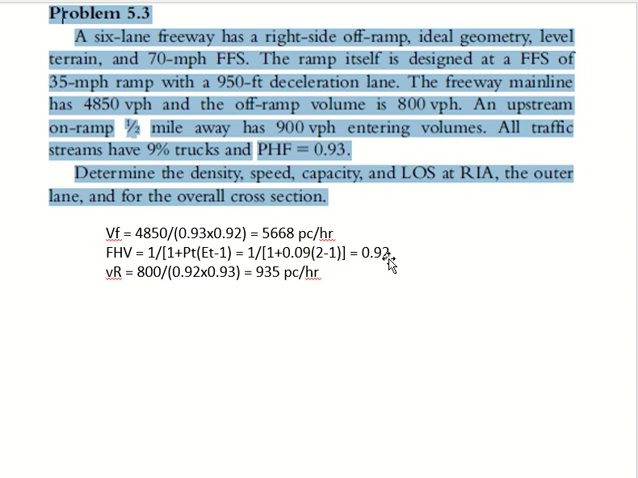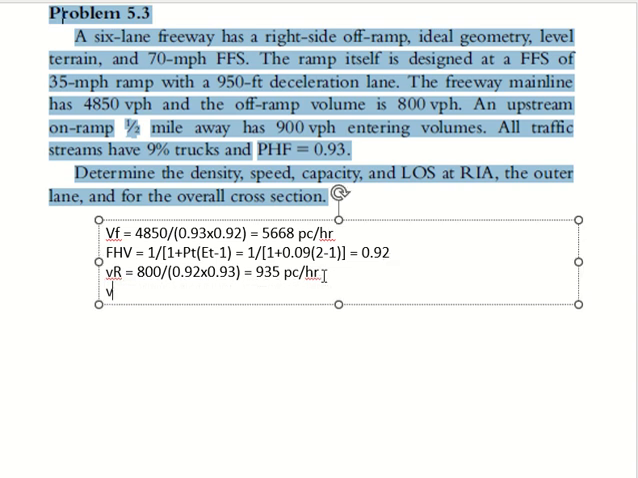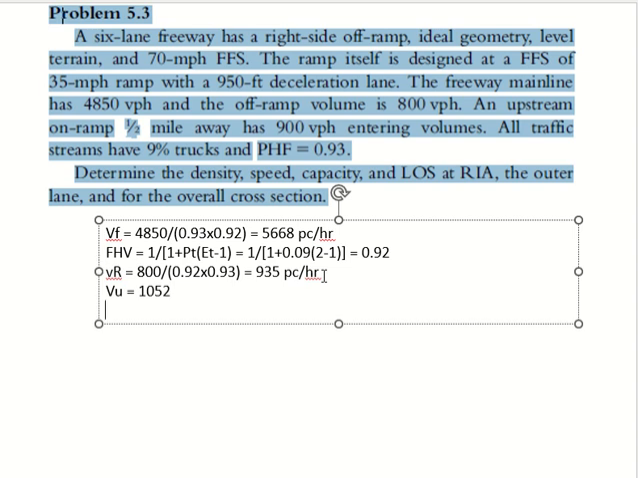Now for the upstream ramp, there is the volume 668, and it's half a mile. The first thing we need to do: all volumes are in what units? Passenger car. So this one should also be converted to passenger car. So VU in passenger cars, the same factors. How much? 1052. In the equations, all lengths are in feet, so distance must be in feet. Half a mile equals how many feet?